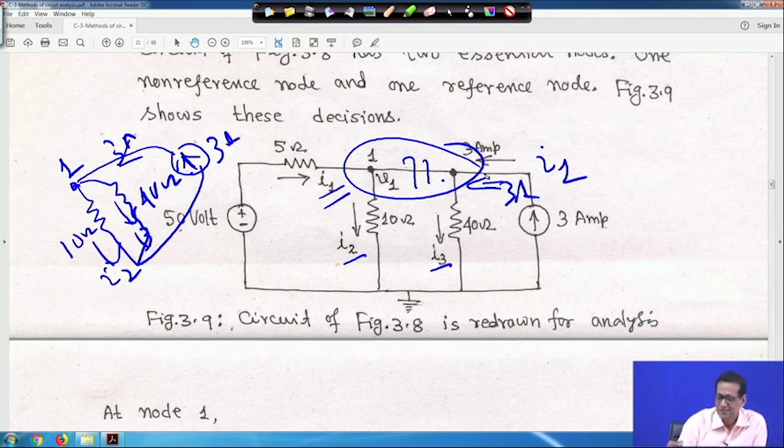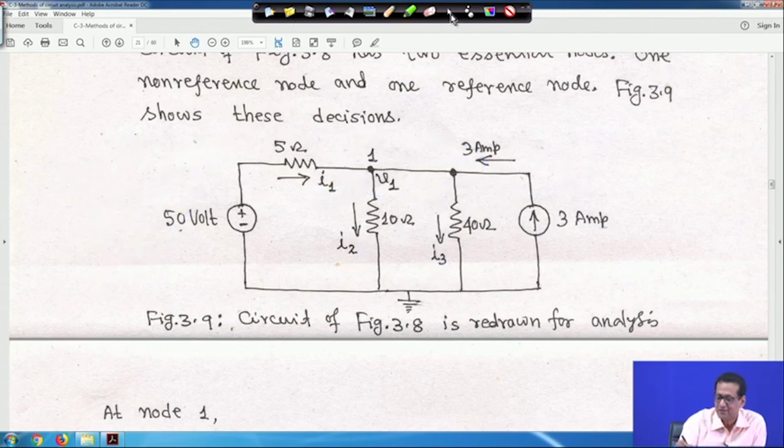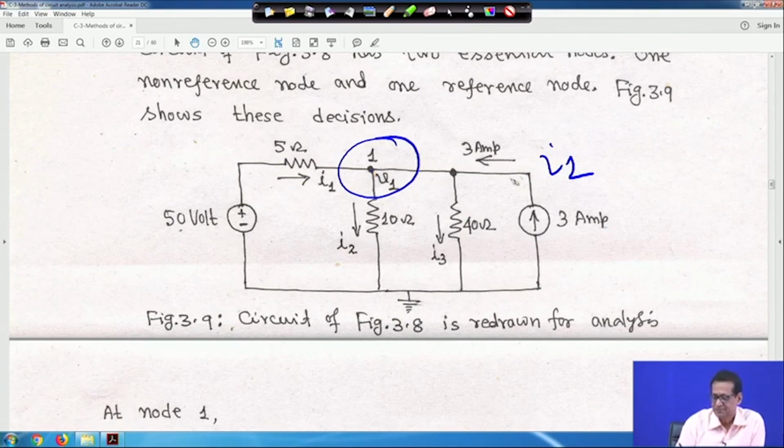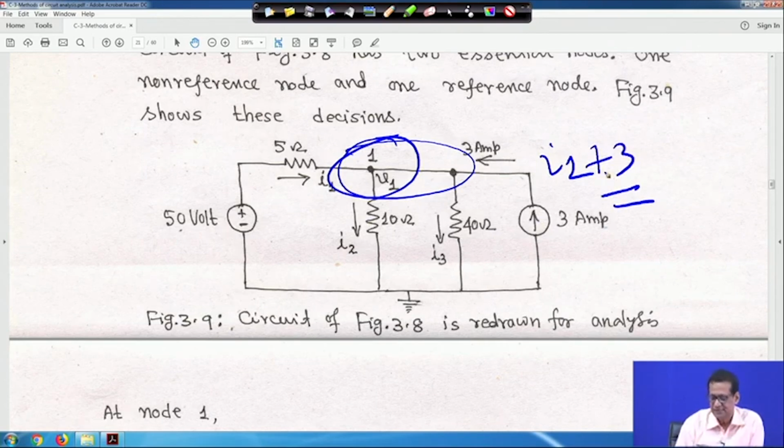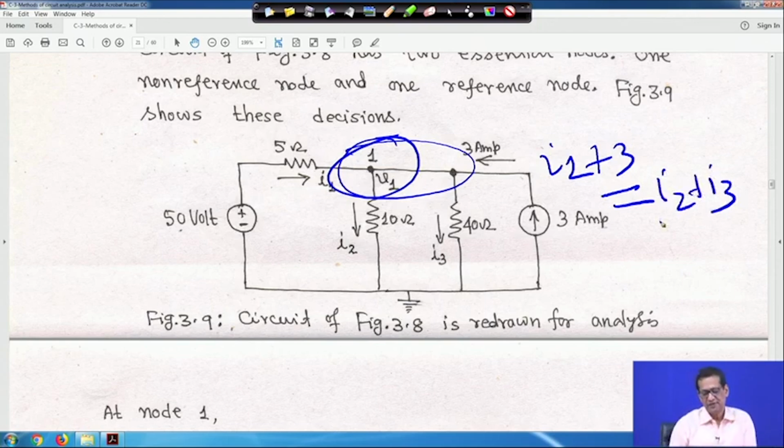So, let me clear it, then again I will do it for you. In this case, if you apply KCL here, the current I1 is entering at node 1, and this 3 ampere current is connected at the same point. I told you that all are connected at the same point, so I1 plus 3 are entering into node 1, and I2 and I3 are leaving. So I1 plus 3 is equal to I2 plus I3. Now, the question is how to find out I1.